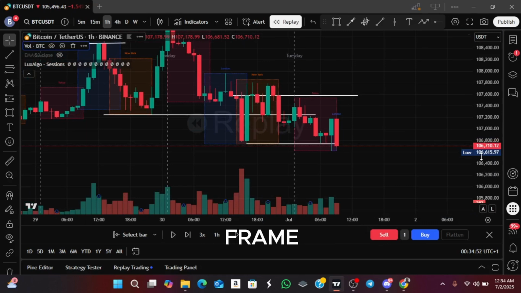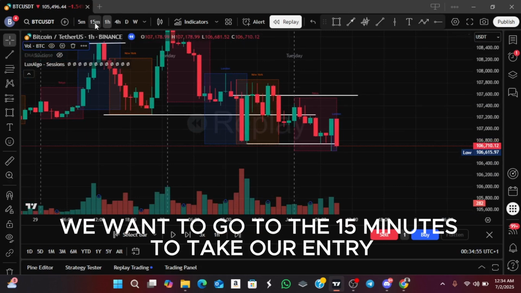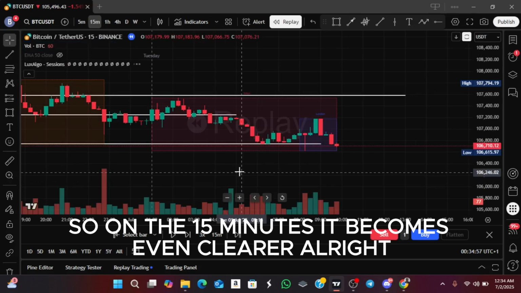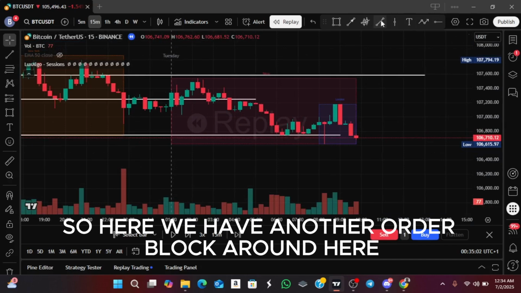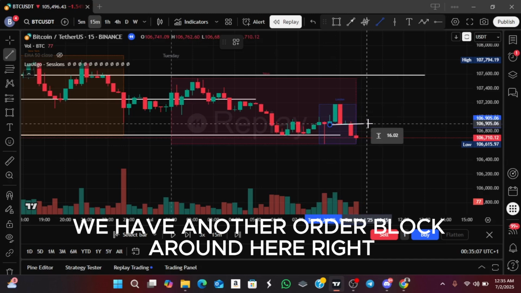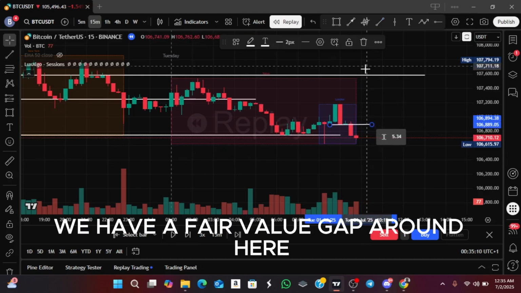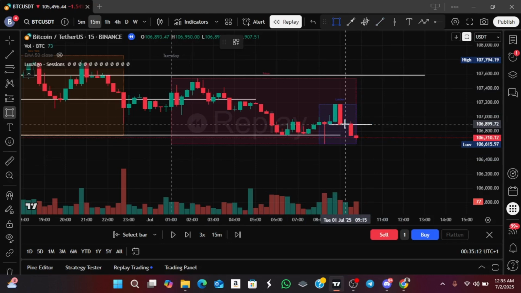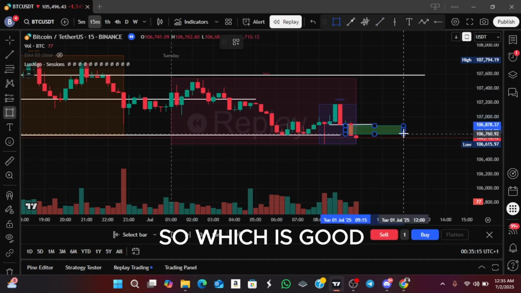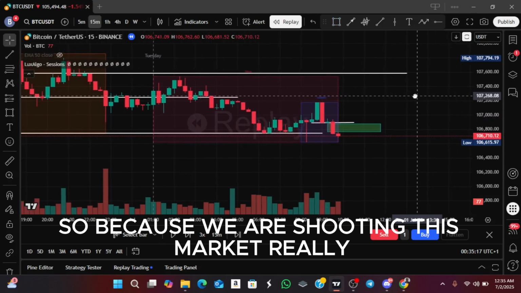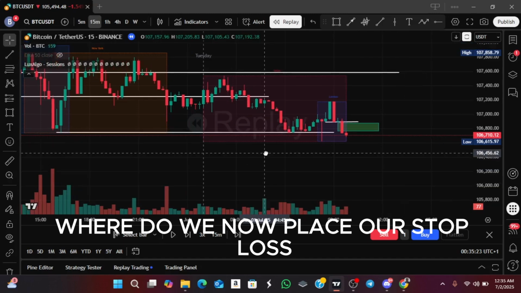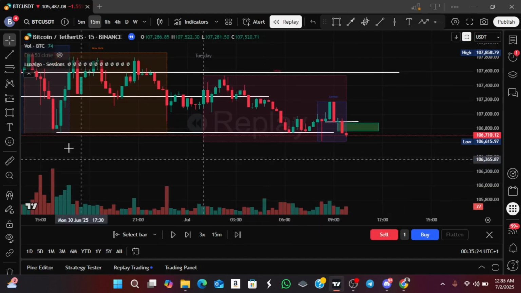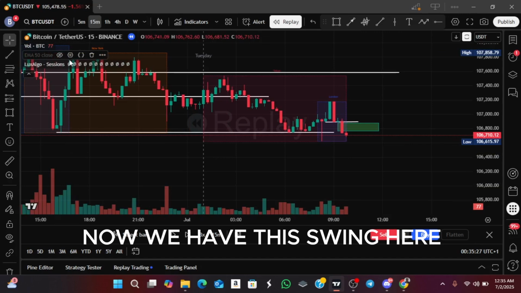From the 1-hour time frame, we want to go to the 15 minutes to take our entry. On the 15 minutes, it becomes even clearer. Here we have another order block around here, and we have a fair value gap around here, which is good. Because we are shorting this market, where do we now place our stop loss? Now, we have this swing here.